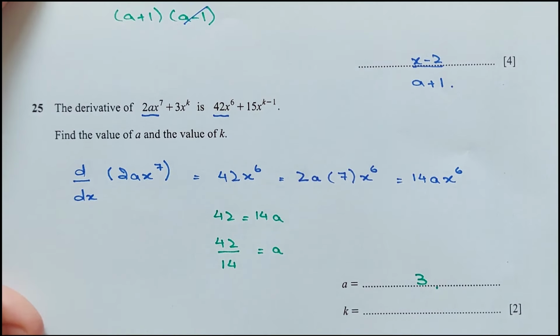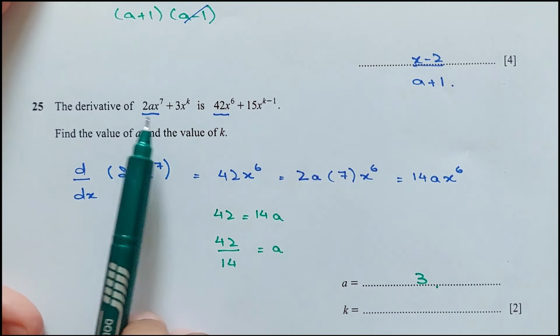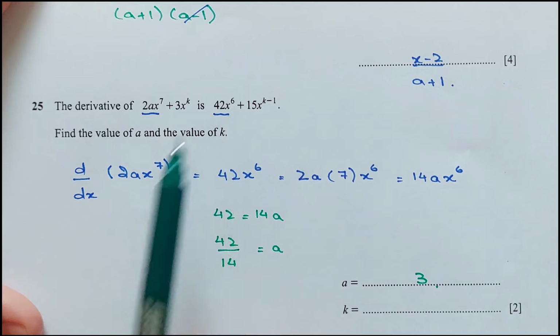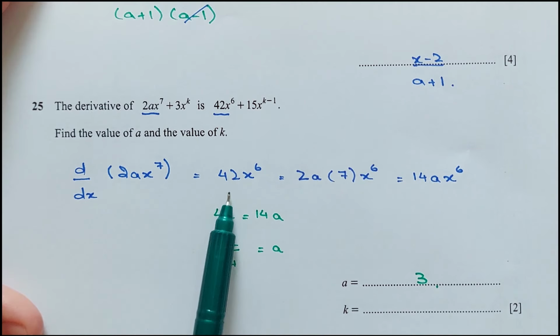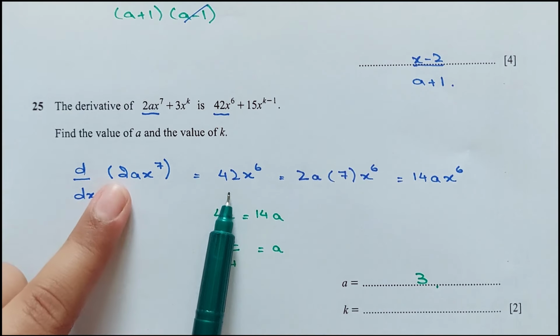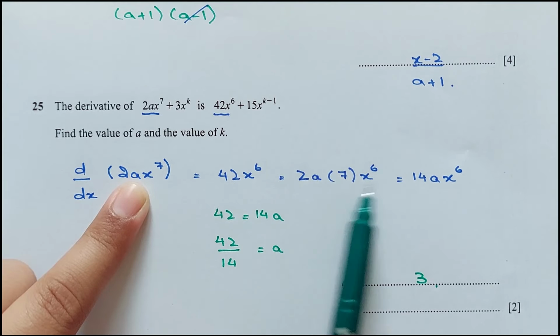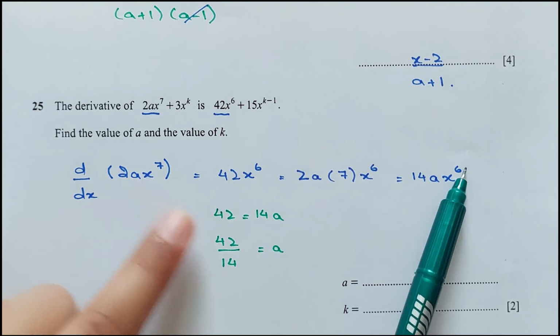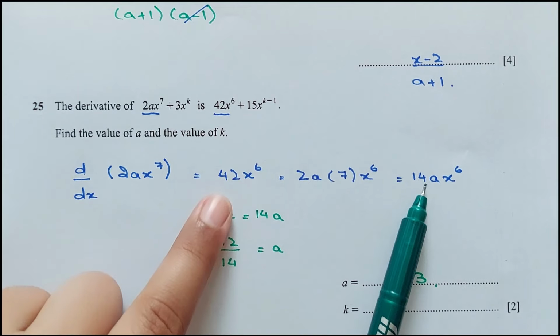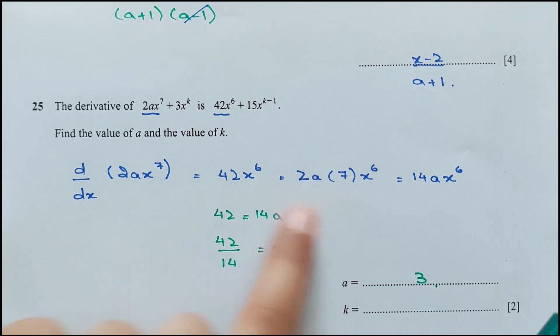Right. So let me explain one more time. I took the derivative. For the first term, 2a x power 7, differentiate: 2a stays the same, the derivative of x power 7 is 7x power 6. 2 times 7 is 14a x power 6. Now comparing x power 6 with the constants 42 and 14a, we solve for a.